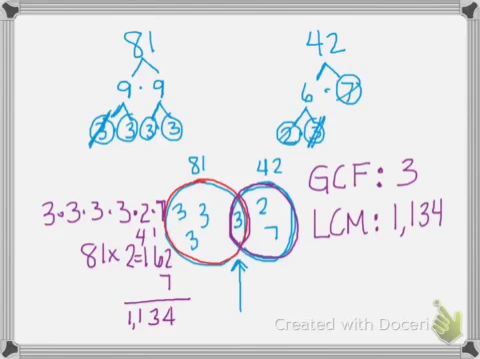And this is the beauty of our Venn diagrams. If we were to write out the multiples of 81 and 42 in order to find the least common multiple, it would take us a very long time to get to 1,134. So this saves us a lot of time.